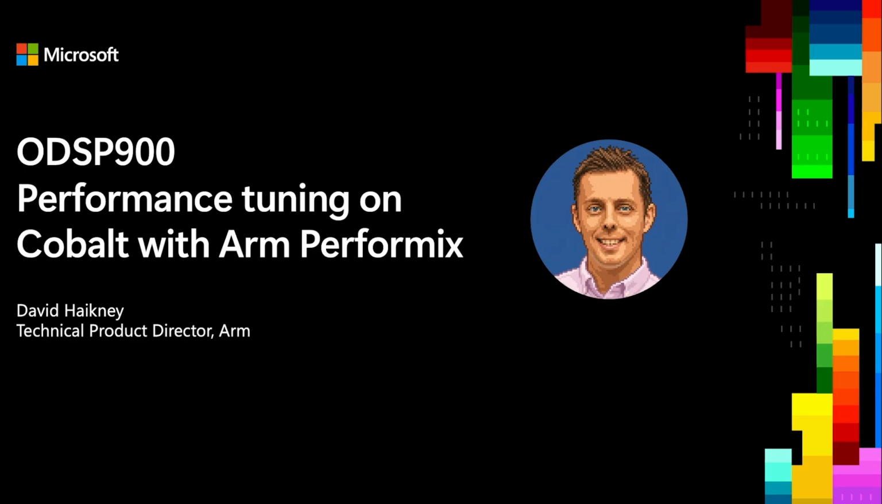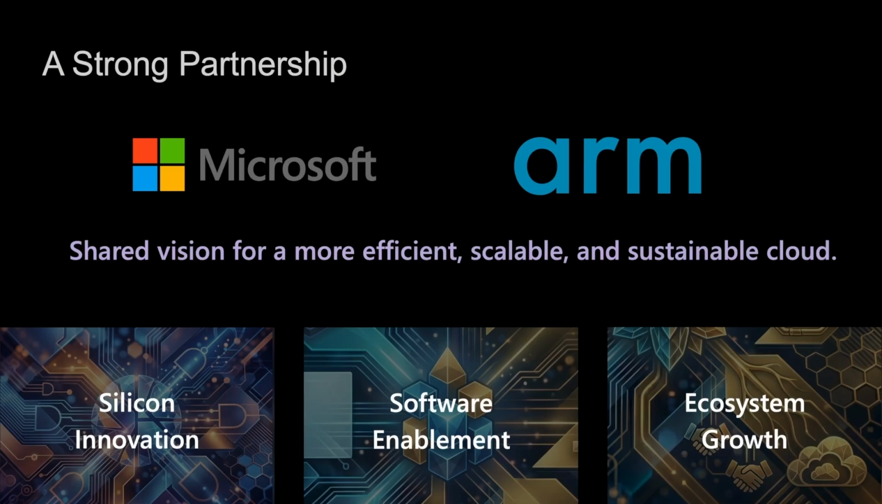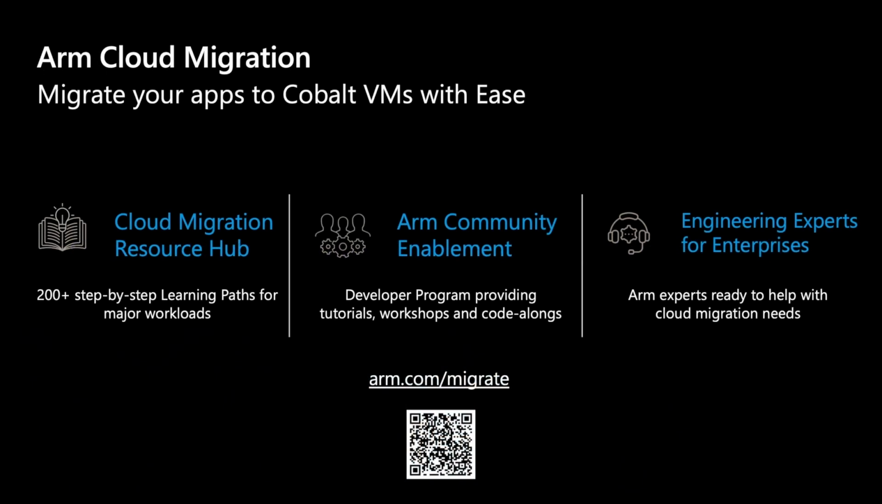In this short video, I'll walk you through how to use our new performance analysis toolkit, Arm Performix, to help you observe and accelerate the workloads running on Cobalt. Microsoft and Arm have an incredibly strong partnership, and Performix has been developed in close collaboration with Microsoft performance experts. I know many of you may be migrating to Cobalt for the first time, and so I wanted to briefly draw your attention to some of the fabulous resources to help you on your journey.